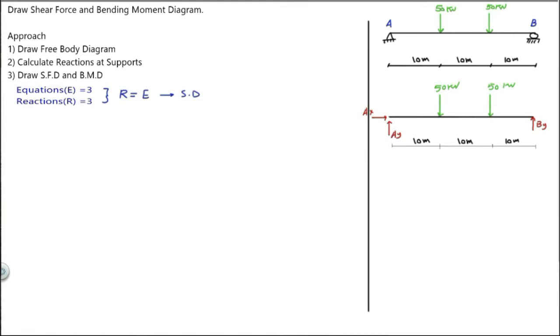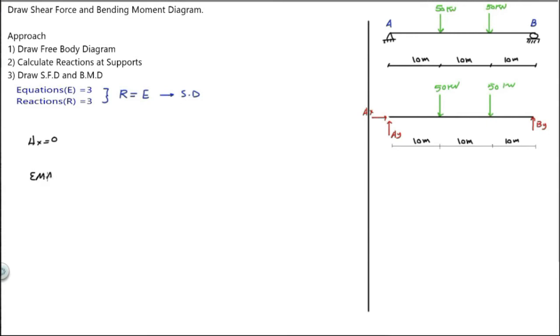Now let's calculate the reactions of the support. Since there is only one reaction on the x-axis, Ax equals 0. Now for the y-axis, there are 2 unknowns. We can't solve them by sigma Fy equals 0. We need to take the moment about some point. I will take the moment about A.